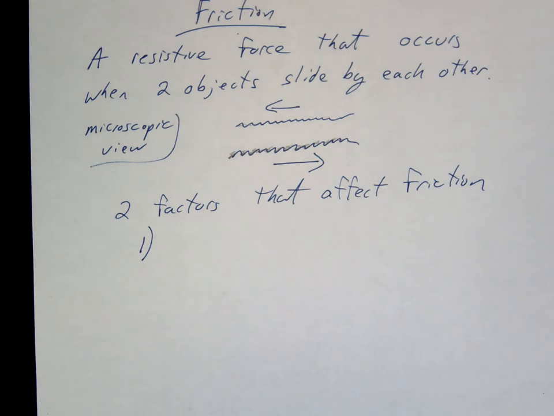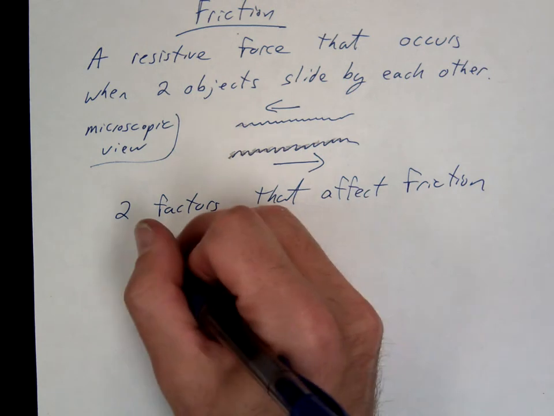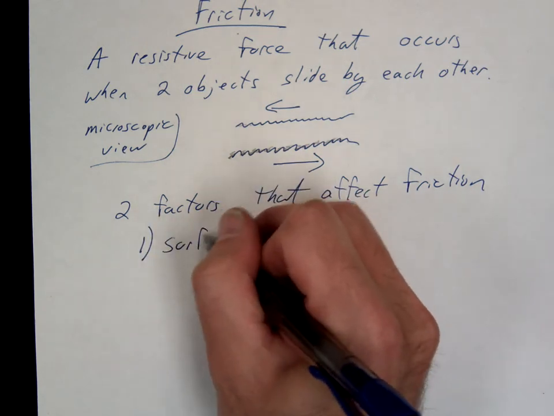Yeah. Just the surfaces in general. Like if you were on a whole bunch of rocks and you were trying to ride a bike, it would be a lot harder because of the friction. Okay, good. So one of the factors is how rough the surface is.